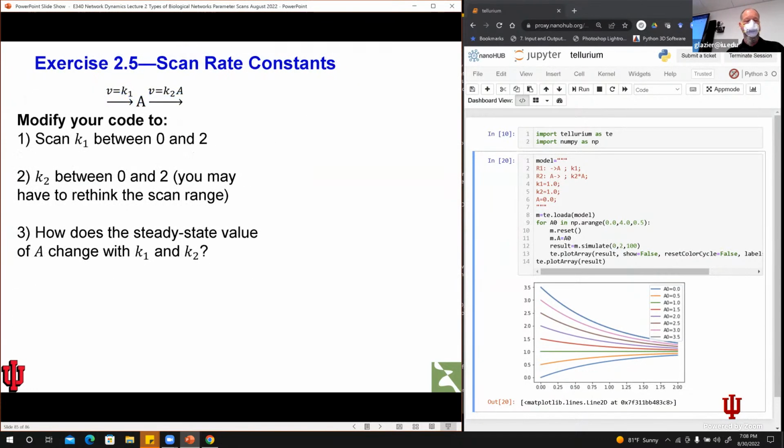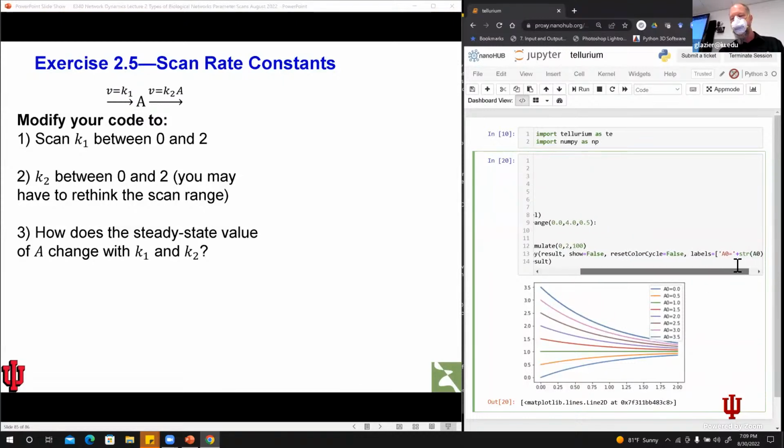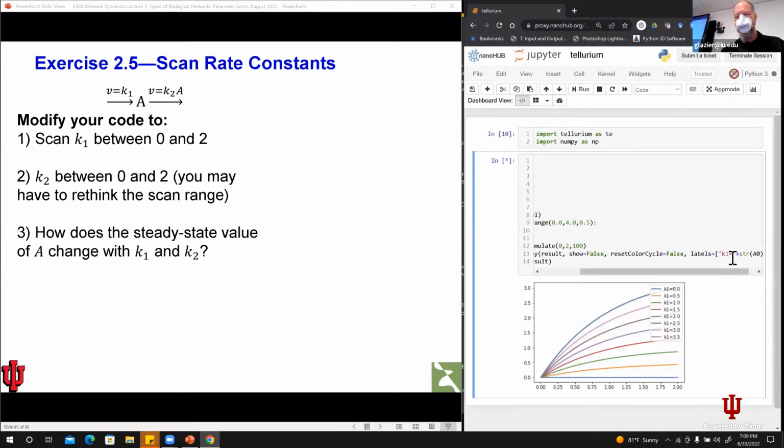So that's it. The last thing that I wanted you to do was to do what I already showed you, which is now instead of changing A, change K1, and then change K2 and see what happens. The key thing here is that to make that change, all I have to do is go into line 11. Instead of changing the variable A, I change K1. And maybe I should change my label so that it says I'm changing K1. And now I can see what happens.